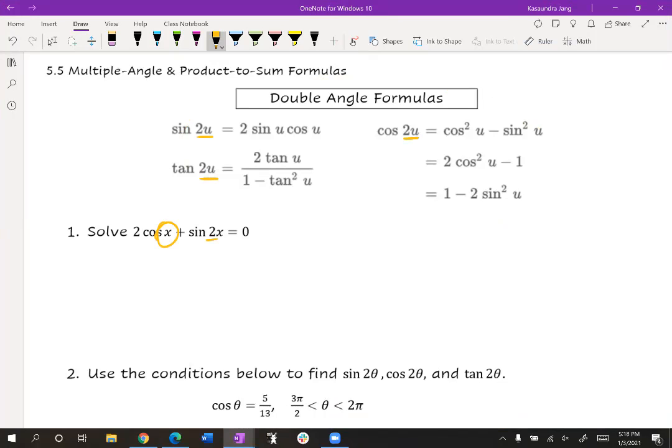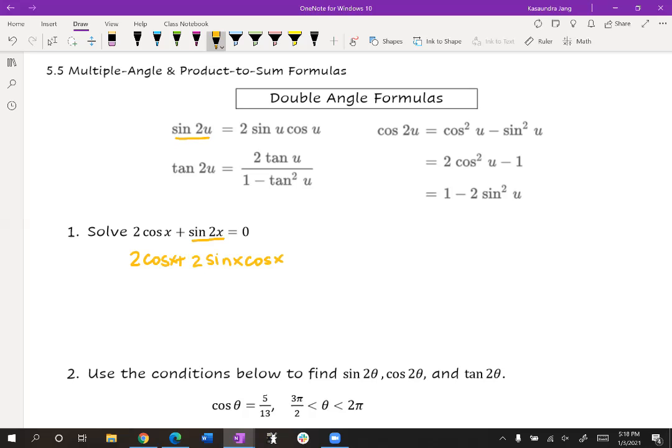If it's a plain x, I don't have to use the double angle formula. So let's see which of the ones we're using. This is sine of 2x. So sine of 2u, I've got an x instead of a u, but this is going to change into 2 sine x cosine x. The beginning part here, nothing to adjust.